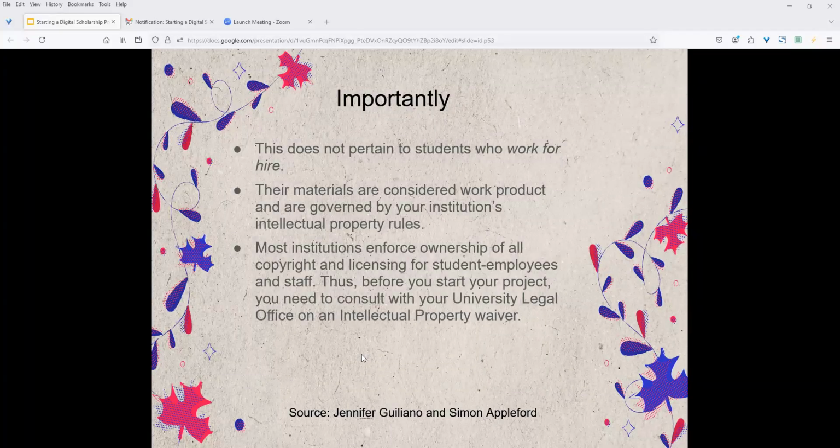Importantly, this does not pertain to students who work for hire. If they work for hire on your project, they're getting paid, then that's it. Their work belongs to you, belongs to the project. And they will be governed by your institution's intellectual property rules. So that's something to consider. Most institutions enforce ownership of all copyright and licensing for student employees and staff. Thus, before you even start your project, you need to consult with your university legal office, and possibly get an intellectual property waiver.